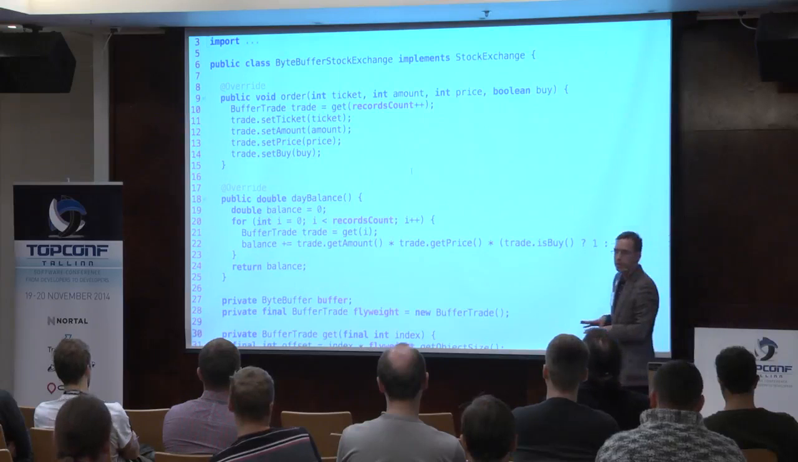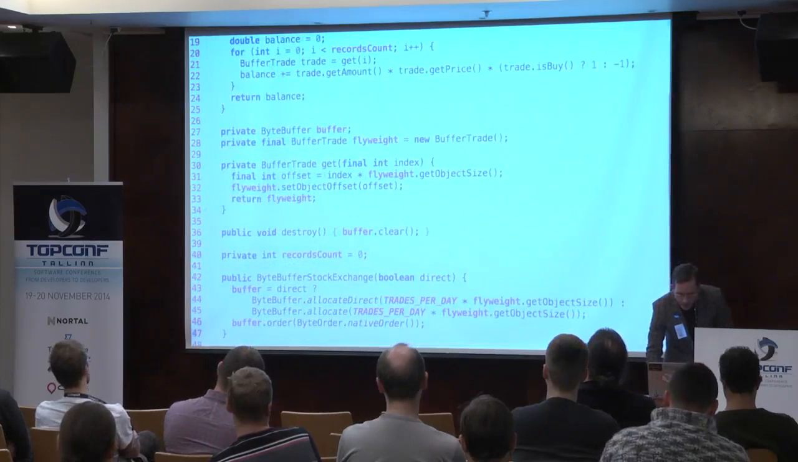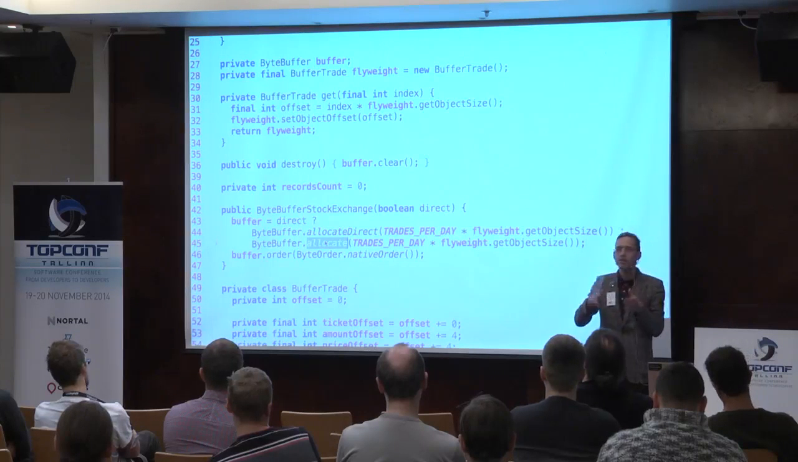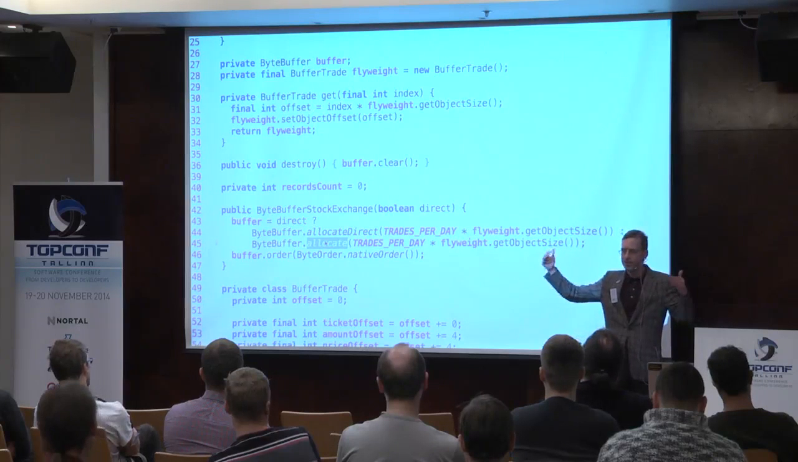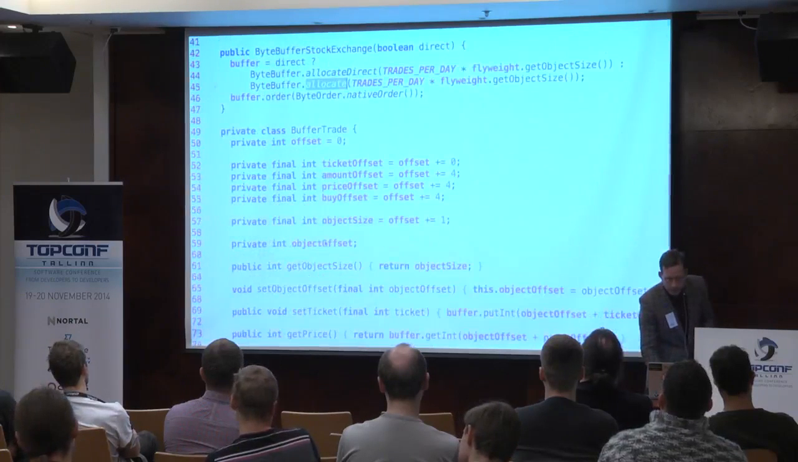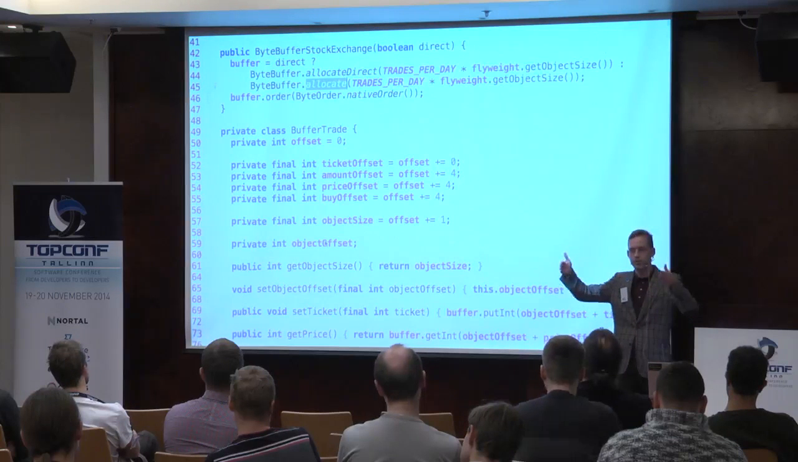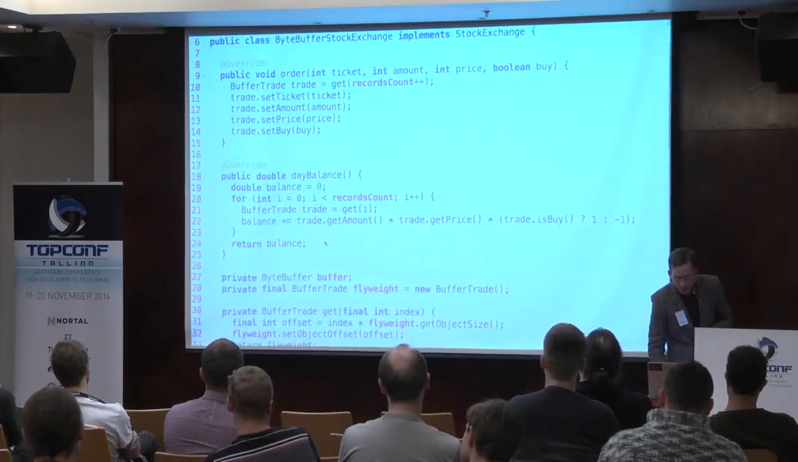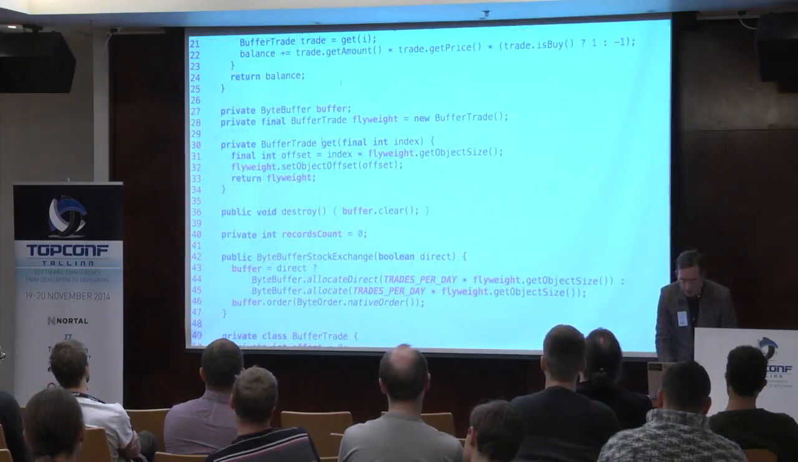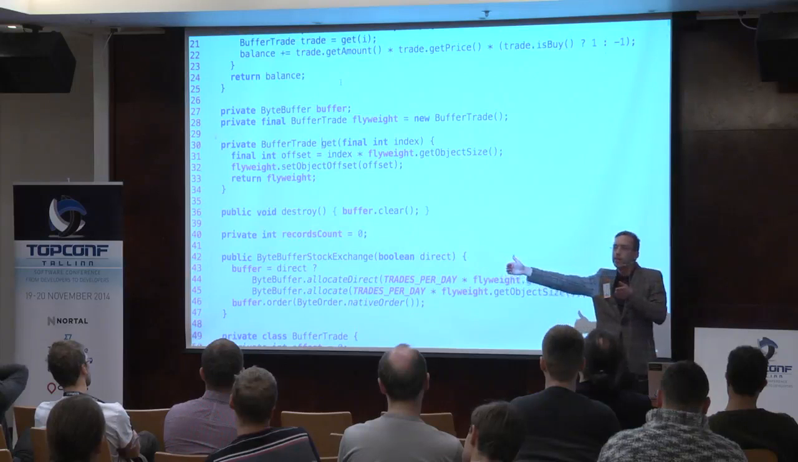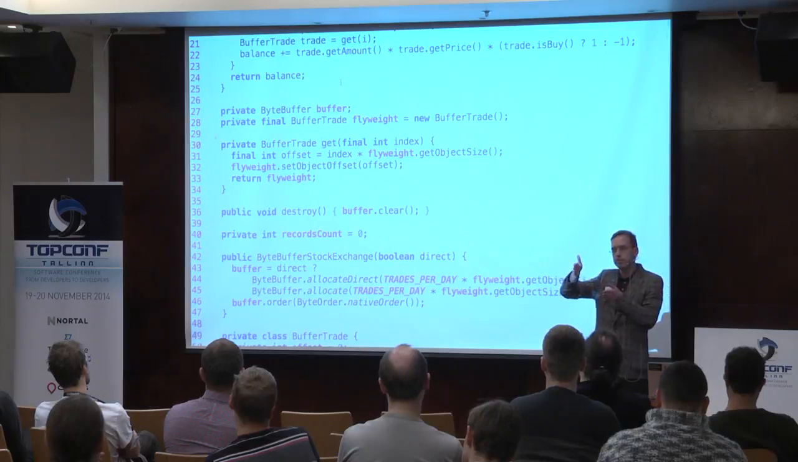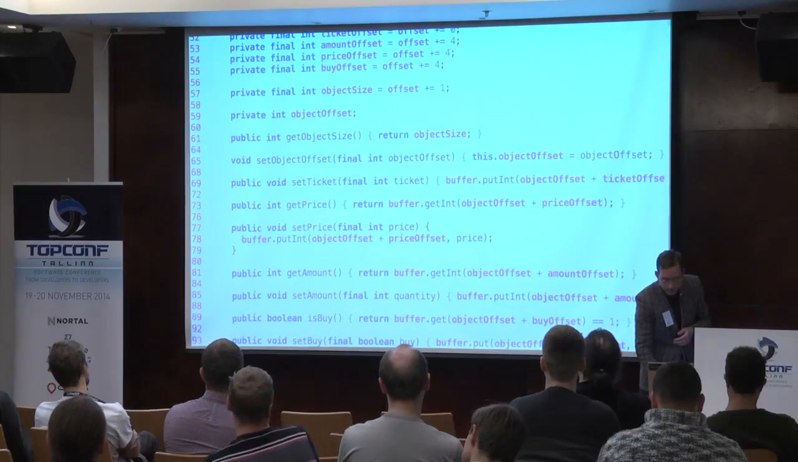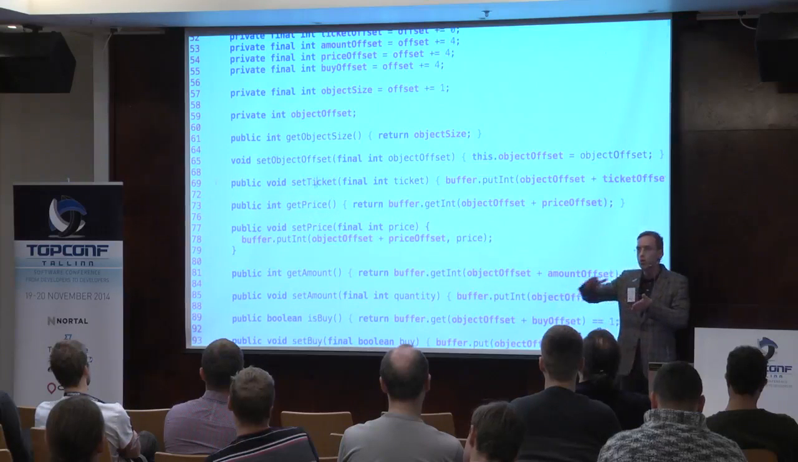In this implementation, first of all, we have a stock exchange that, when we create it, we allocate a byte buffer. We ask the JVM, give me the byte array with the size of 50 millions times 13. We have objects with 13 bytes of data. So give me one array of this size, and then when we pass a new order, what we essentially do is seek in that one big byte array to the right index, like here, object size times index. And then we just lay out our raw data in that byte array.